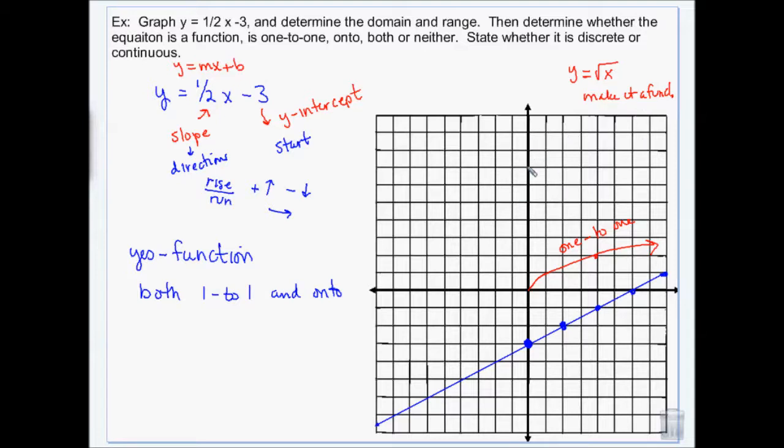Now one that is neither would be a parabola. Like this is neither 1 to 1 nor onto. It's still a function. It passes the vertical line test, but I'm not getting everything. Right? I'm not going to get any of the negative y's. I'll get all the x's. I'm just not getting all these y's.